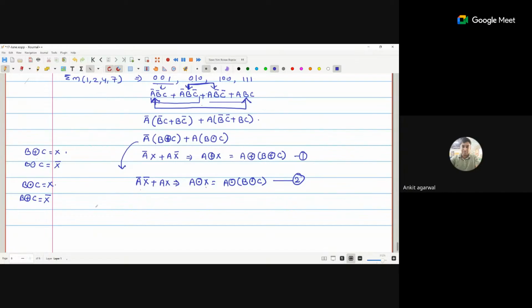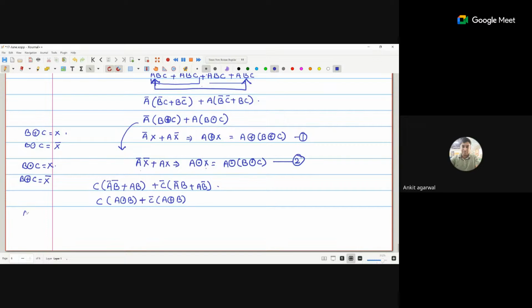Okay. So the steps: from the first and fourth terms I am taking C as a common. So remaining is A bar B bar plus AB. And from these two terms I am taking C bar as a common. So it becomes A bar B plus A B bar. So that is C (A XOR B) plus C bar (A XOR B).